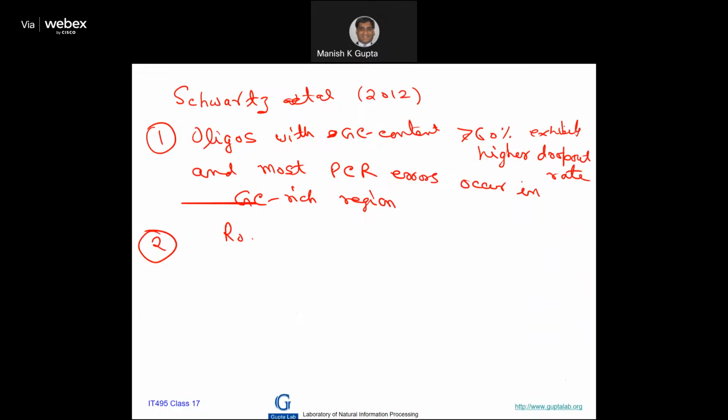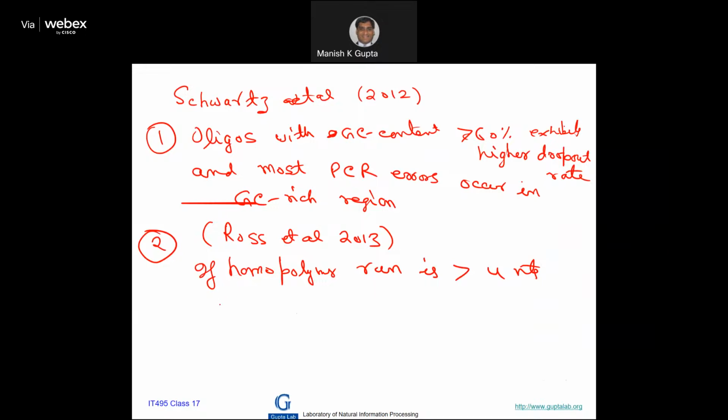Second observation by Ross, 2013. If the homopolymer run is more than 4 nucleotides, the insertion deletion rates start climbing. Okay, so I think I can show you a picture here.